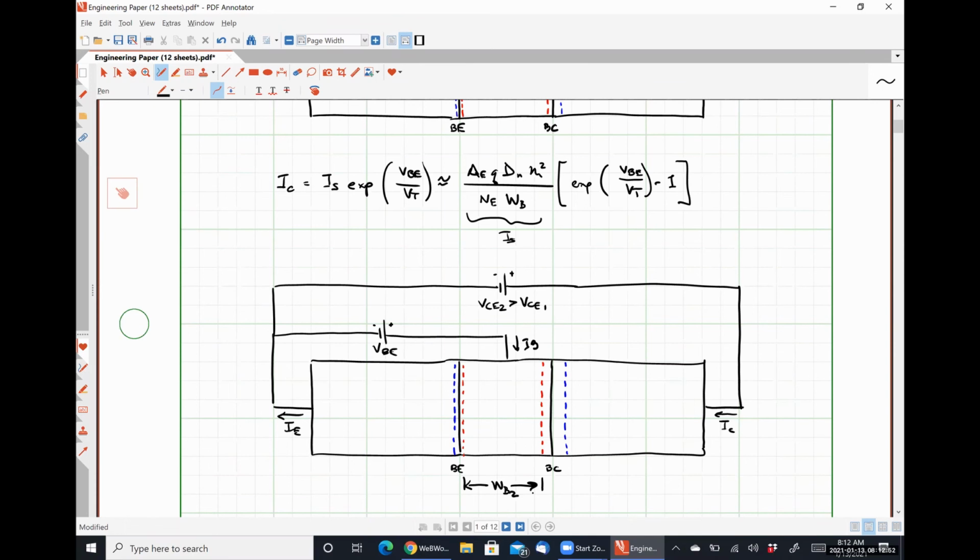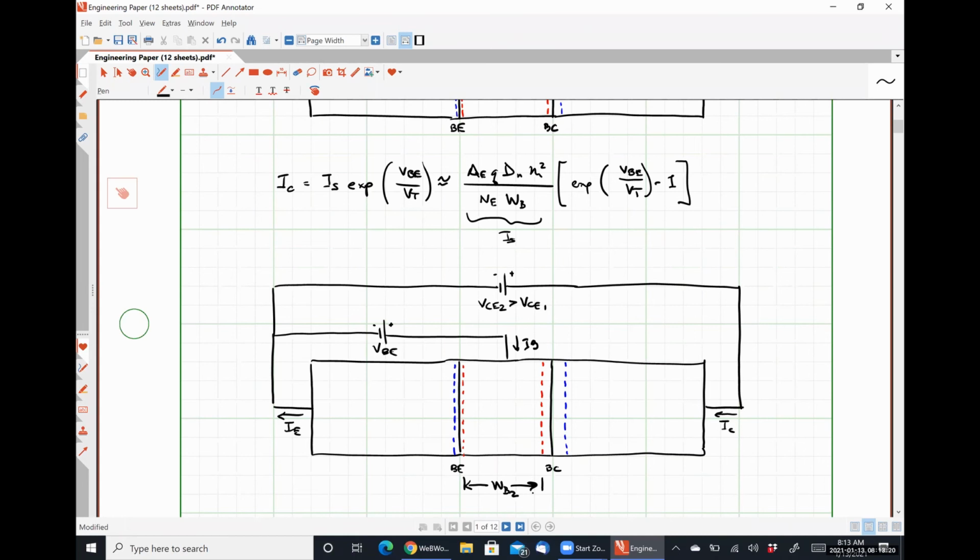So if the width of the base gets smaller, what happens to IS? Width of the base is in the denominator, so as that number gets smaller, IS gets larger, which causes IC to get larger. So we should observe that there is some dependency of the collector current on a change in the collector emitter voltage. And this phenomenon is what's called the early effect, okay?